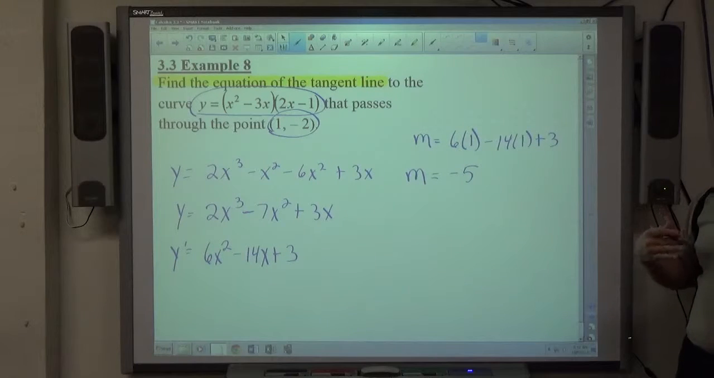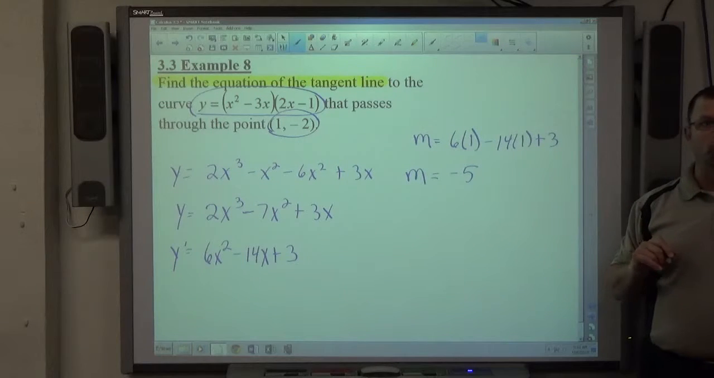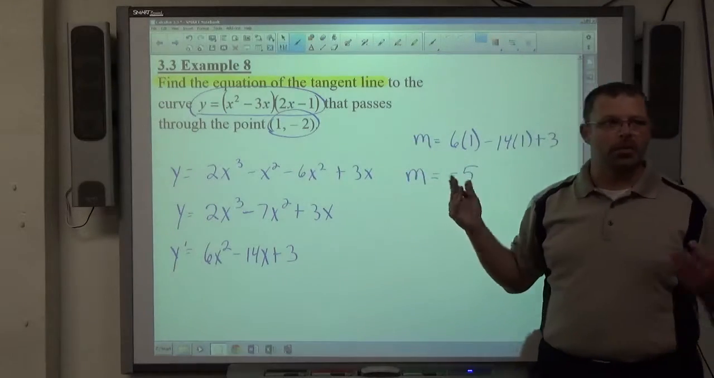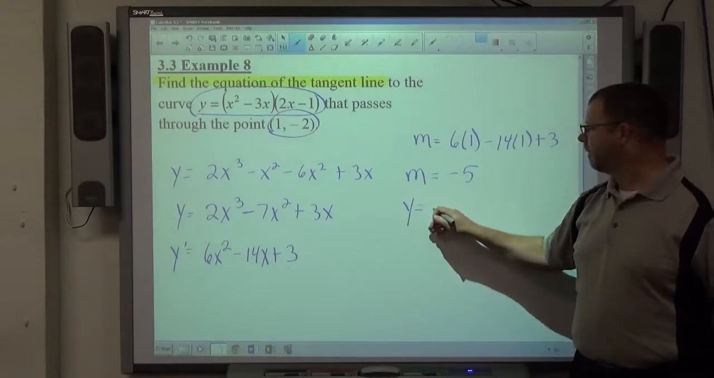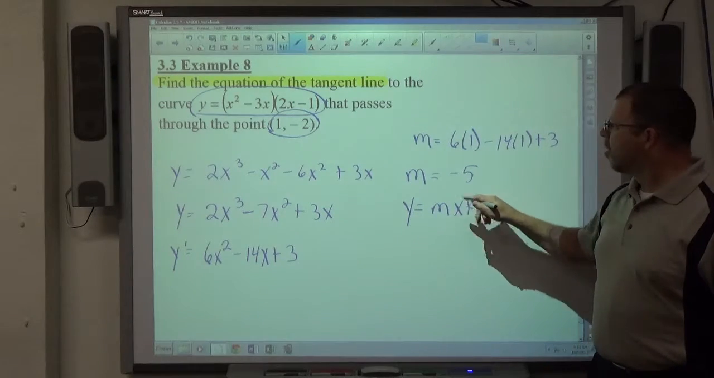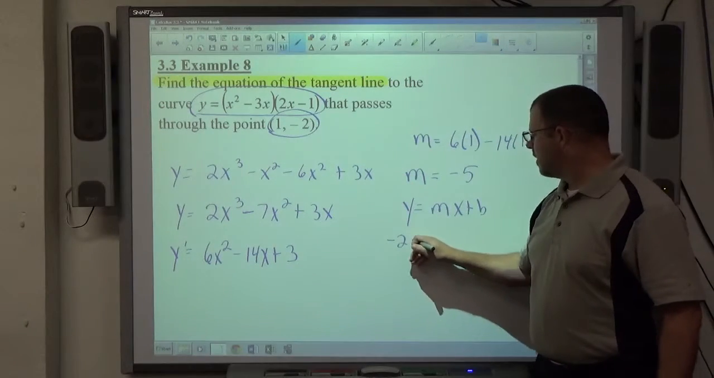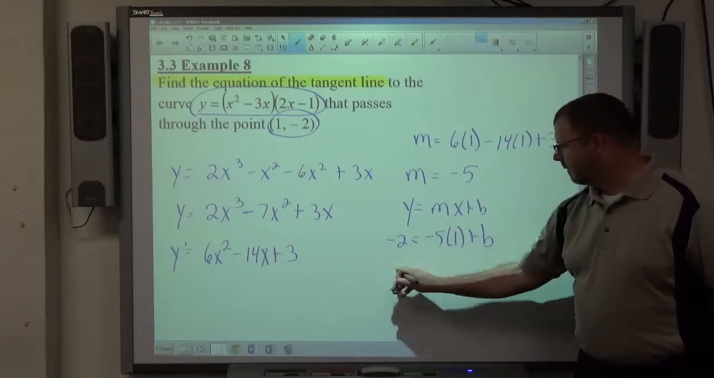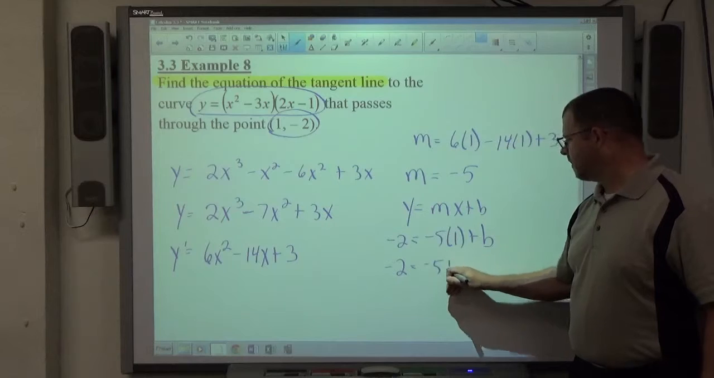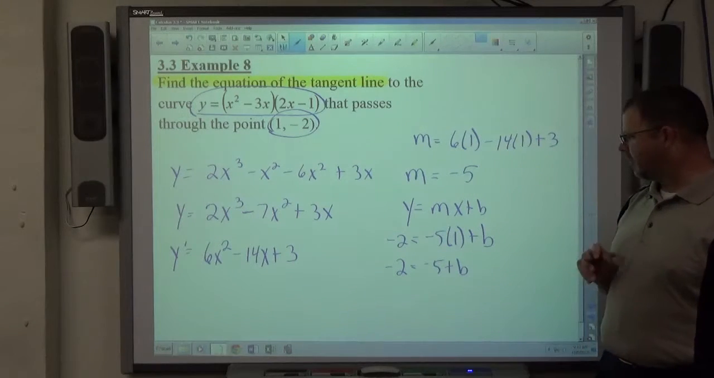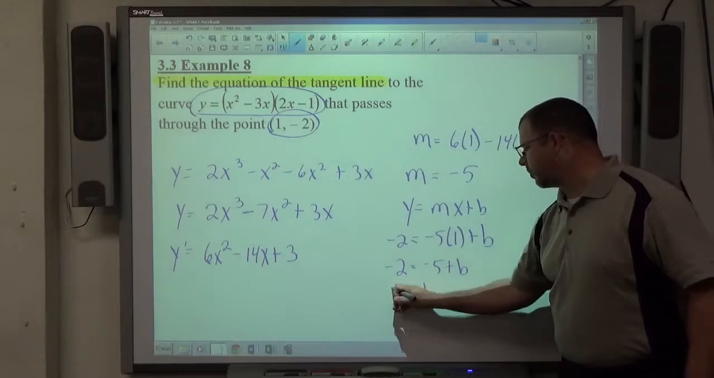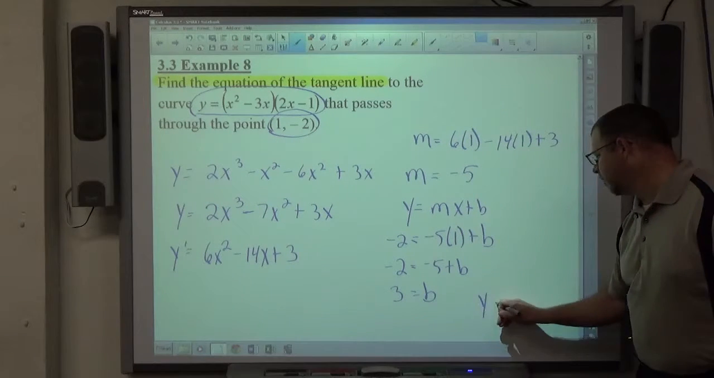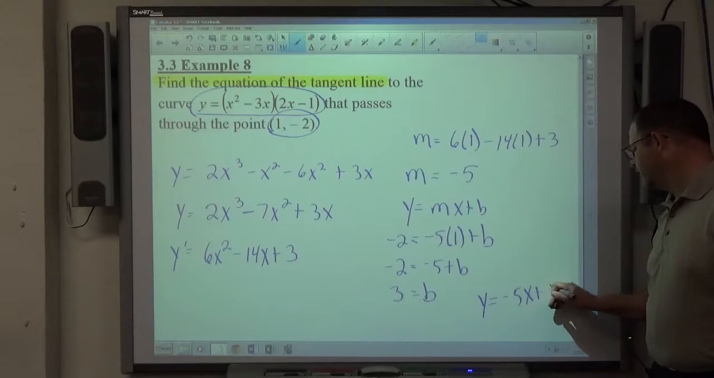Once I know what the slope is, it's the same problem we had back in Algebra 1. Find the equation of a line whose slope is this that passes through that point. y equals mx plus b. y is -2. m is -5. x is +1. b is what we're looking for. So -2 equals -5 plus b, so therefore b has to equal 3. So my equation of my tangent line is going to be y equals -5x plus 3.